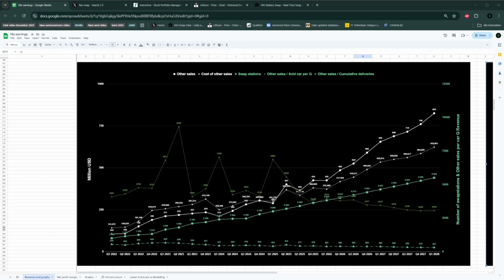And finally, looking at the swap station growth. Stations keep increasing steadily, but the cost doesn't explode. This tells you that NIO is adding capacity without linear cost growth. And this is essentially their infrastructure scaling, in a sense.